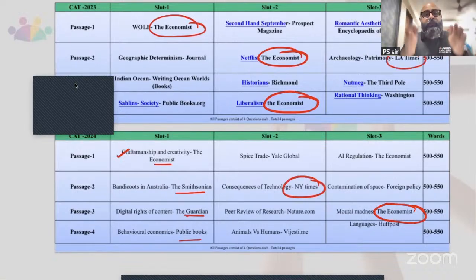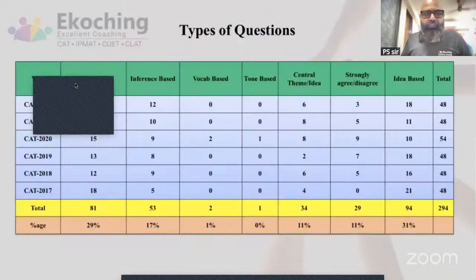So if you see this entire 2 years, the last 2 years, if I talk about all the passages, 24 odd passages, not even a single passage is taken from any Indian sources. So मुझे ऐसे sources पढ़ने पड़ेंगे. ठीक है? So that is something which you need to understand. So this is basically the breakup of the sources.